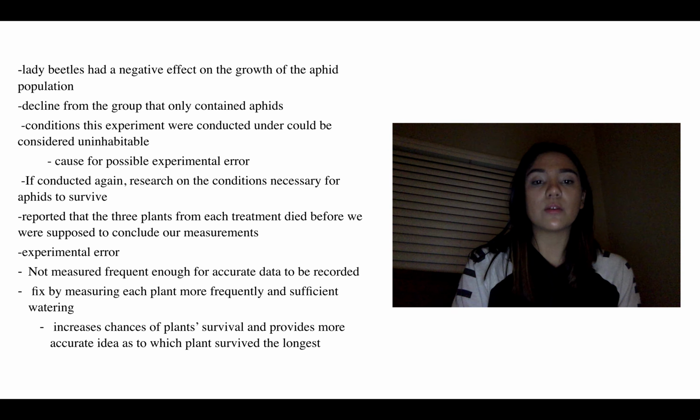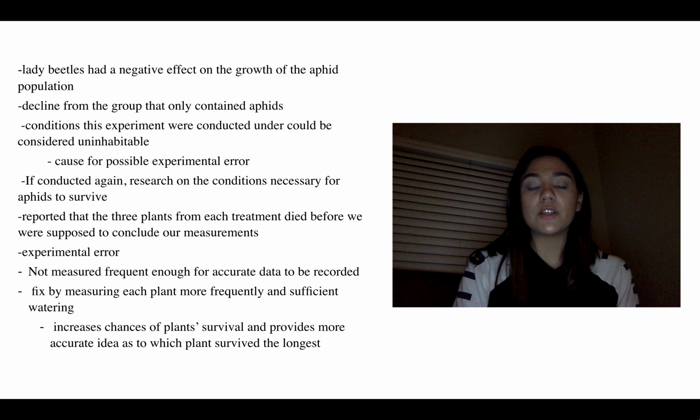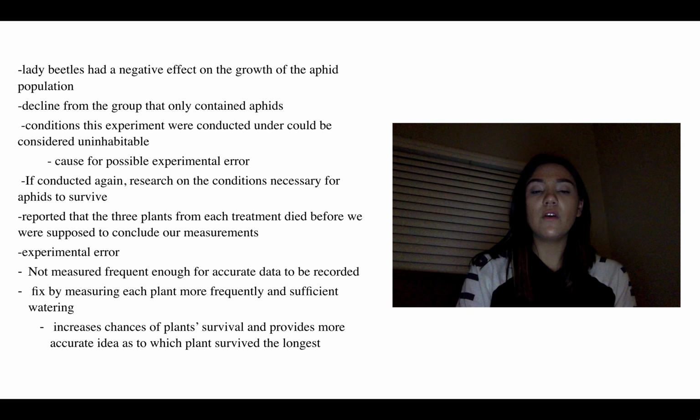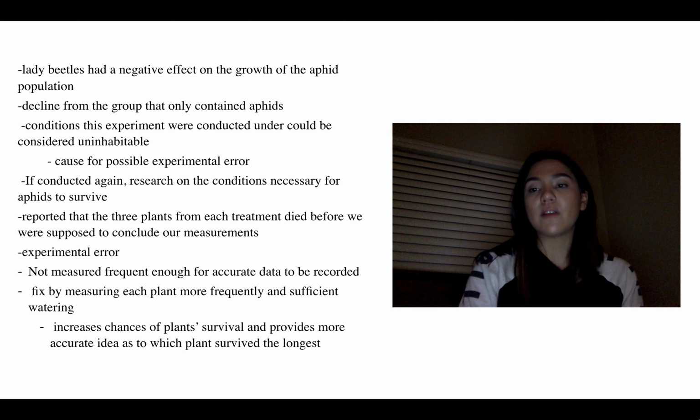produced more conclusive results. In order to conduct this experiment to the best of its potential, we would need to measure each plant more frequently and make sure that there is sufficient watering and there are no other factors that would limit or create more error. By doing this, we would increase the chances of each plant's survival, as well as allowing ourselves a closer idea as to which plants survive the longest.